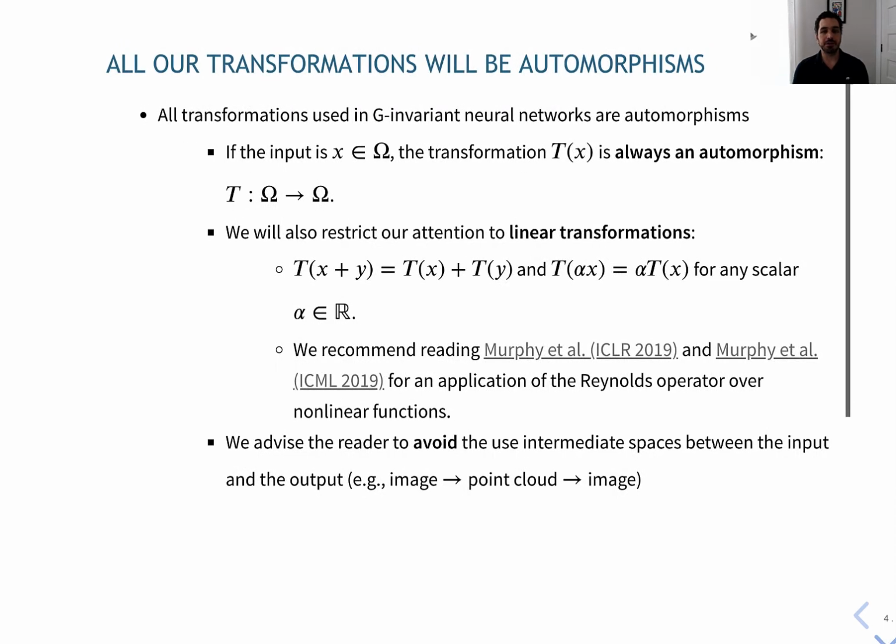All our transformations will be automorphisms. The transformations used in G-invariant neural networks will be taken from one space and leave it in the same space. So if we are considering images, it takes an image as a vector and then leaves as a vector, which is again an image. We'll focus our attention on linear transformations today. We recommend reading our prior work if you are interested in knowing how to apply the same ideas to nonlinear functions. We advise the reader to avoid the use of intermediate spaces between the input and the output, say an image transformed to a point cloud and back to an image, because that can usually lead to mistakes.